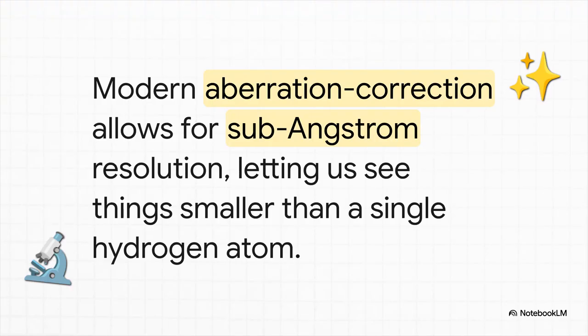Today's state-of-the-art microscopes use what are called aberration correctors. Basically, they're incredibly sophisticated magnetic lenses that fix the tiny imperfections in the system. And what that does is push our resolution into the sub-angstrom level. We're talking about seeing details smaller than a hydrogen atom. It lets us image really light, delicate atoms like carbon without just blasting them to bits, which is a total game changer for biology and materials science.